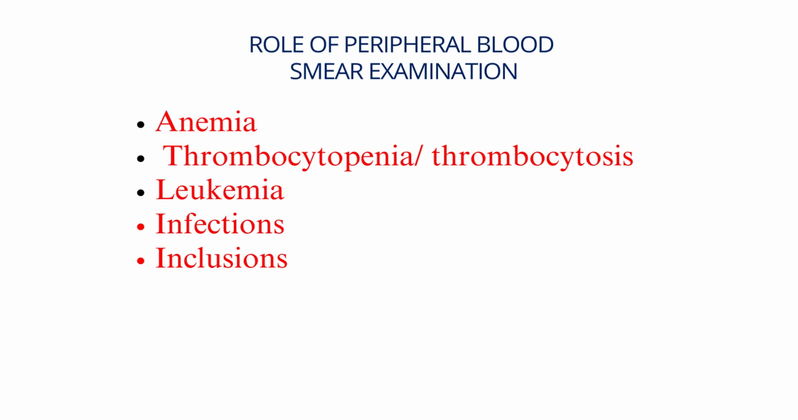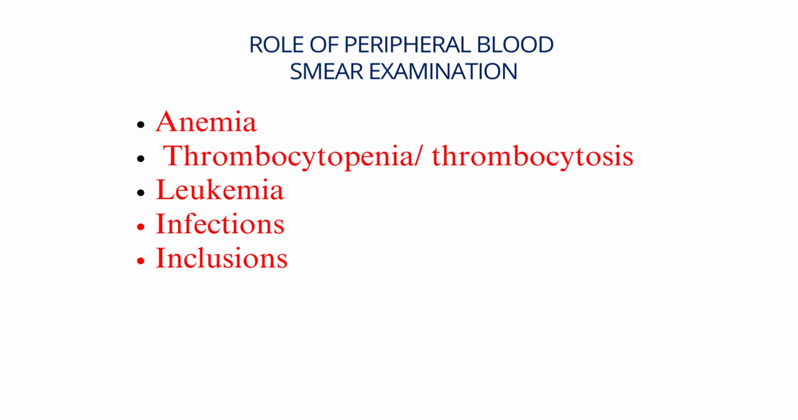So let's first see, why do we do a peripheral blood smear examination? Why are we making a smear of the blood and looking at it under the microscope? So it is anemia, any abnormalities in the RBCs, platelet morphology abnormalities, as well as count abnormalities like thrombocytopenia or thrombocytosis, but we can also have giant platelets.